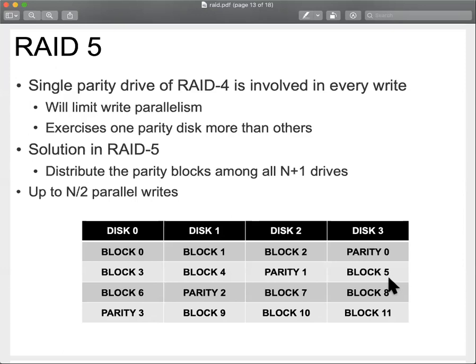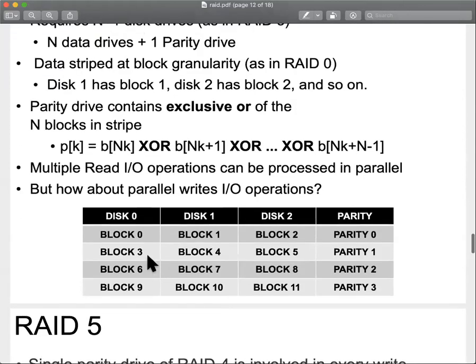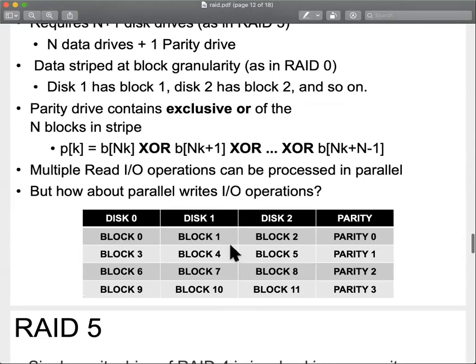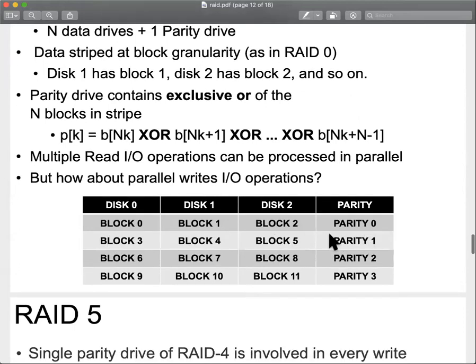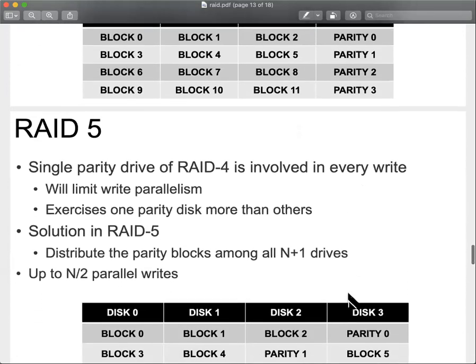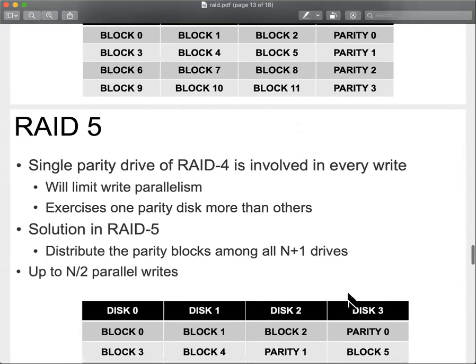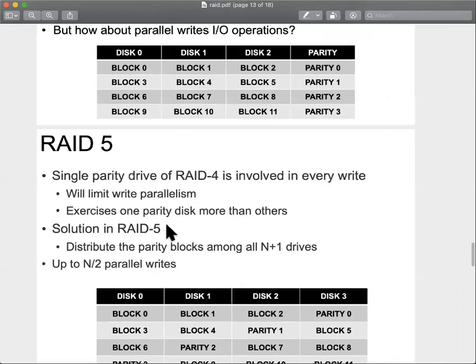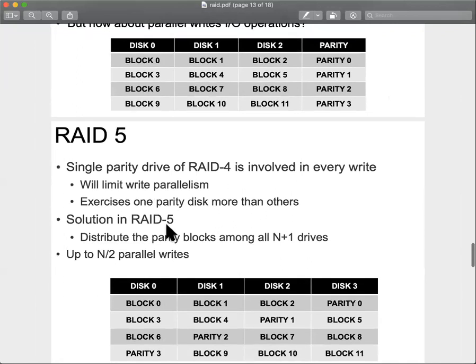Okay, sure. So in RAID 4, we were taking the data blocks, block 0, 1, 2, right? And then we were doing an XOR of those blocks and writing it in parity 0, right? And then block 3, 4, 5, the corresponding XOR operation would result in parity 1. So we're doing the exact same thing. If you look at the comparison of these two pictures, up there is RAID 4, this is RAID 5.